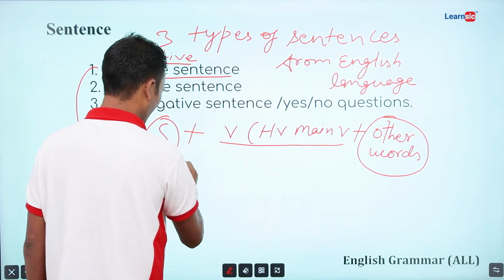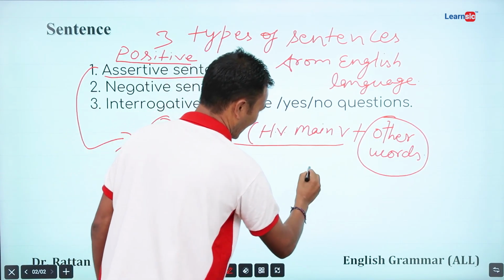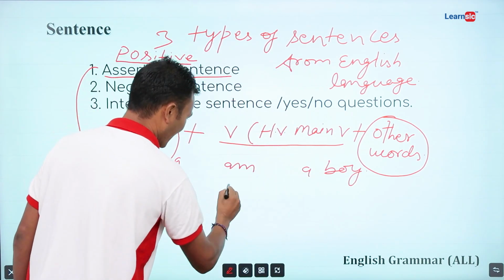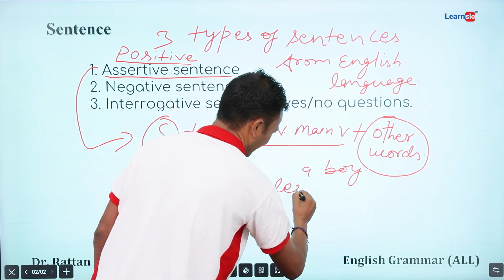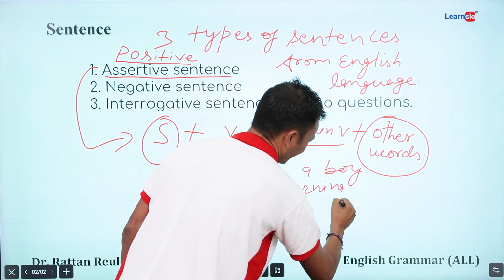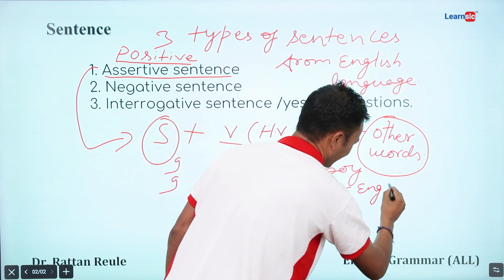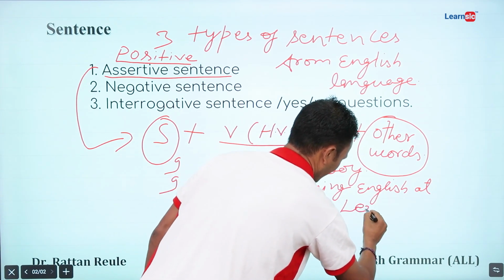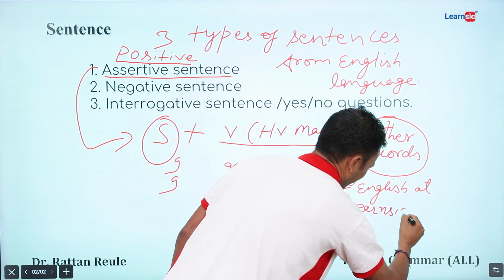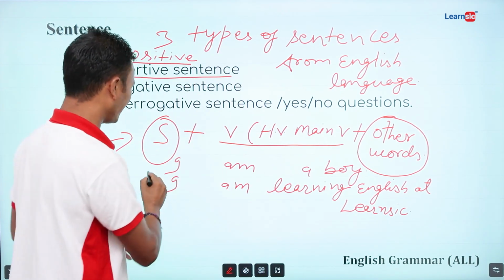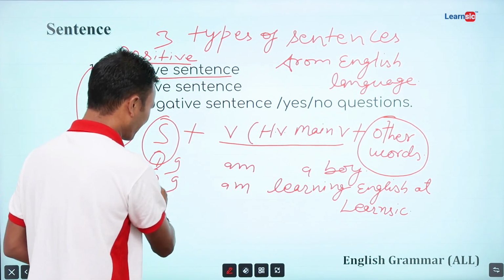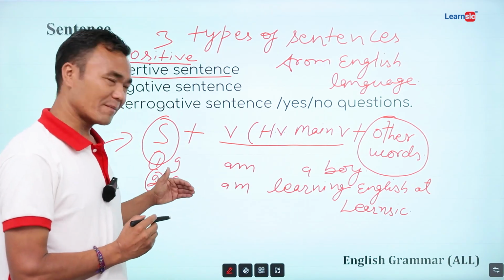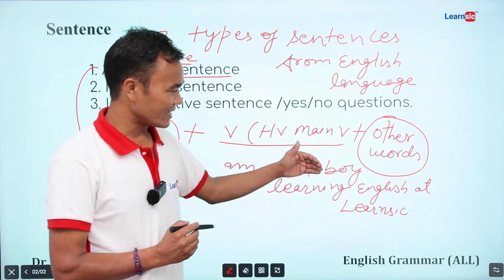For example, I am a boy. You just take one example. I am a boy. I am learning English, right? I am learning English at Learnsic. So see, these two examples are there. One, I am a boy. Second example you can take, I am learning English at Learnsic.